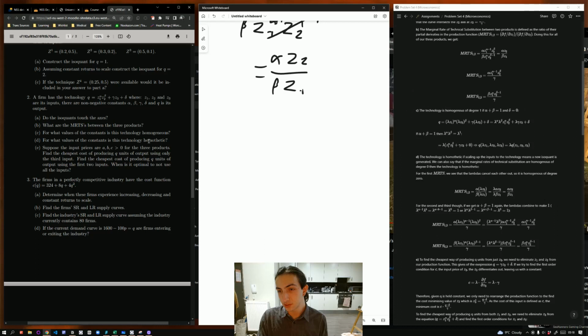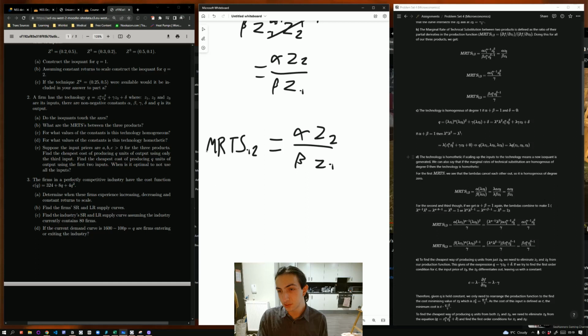Now for homotheticity, it's a bit tricky. Basically, homotheticity means that if we scale up the inputs, a new isoquant is generated, but it also has a different definition, which is that all the MRTSs are homogeneous of degree 0. So if we actually test this, the MRTS for 1, 2 is equal to, as we've established, this.